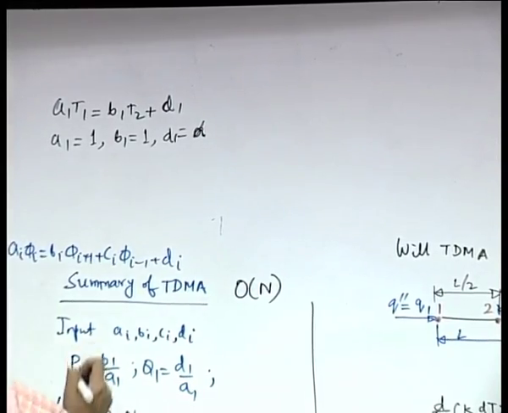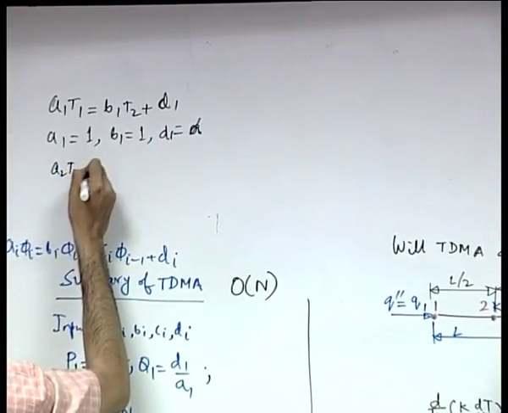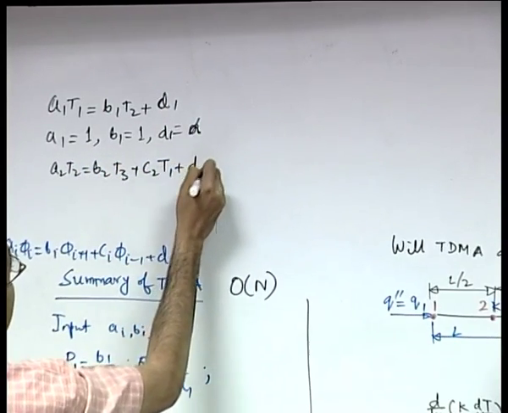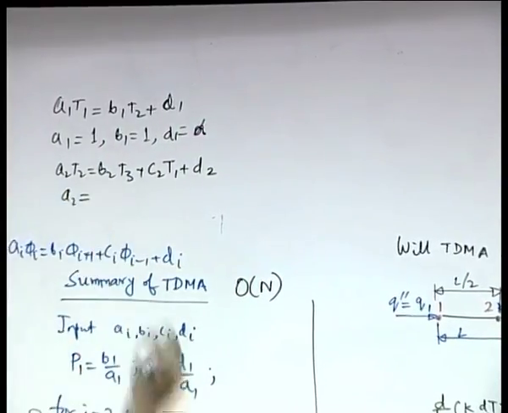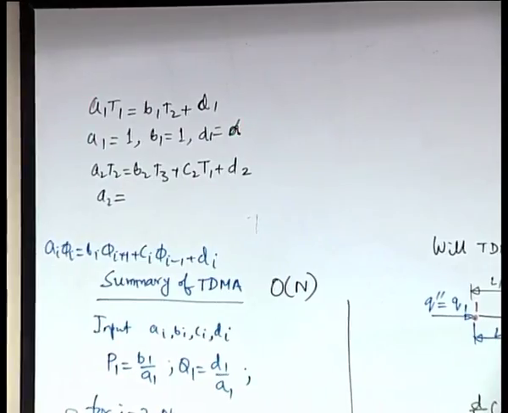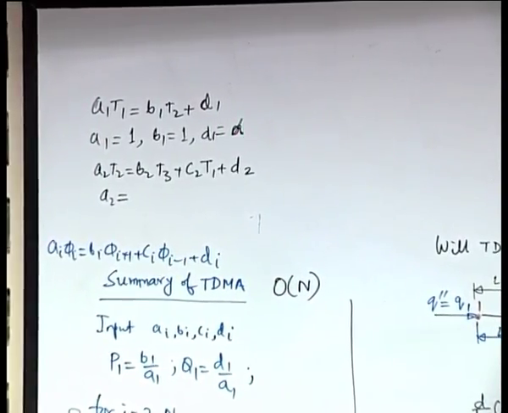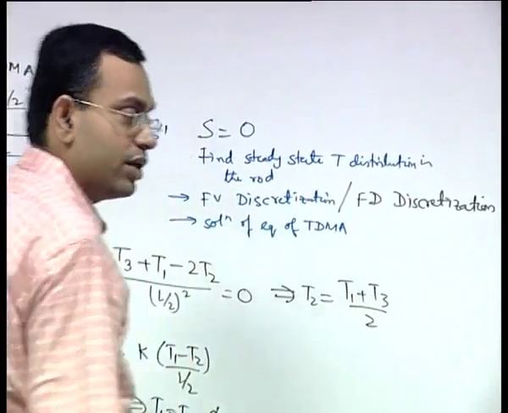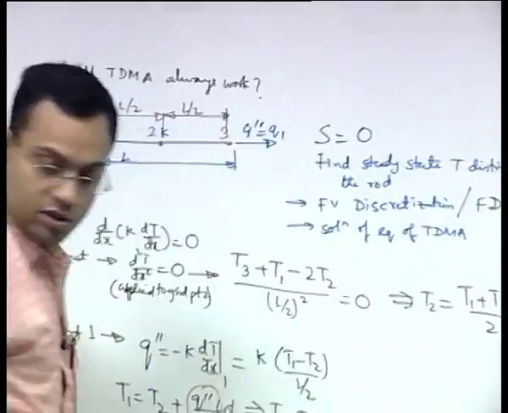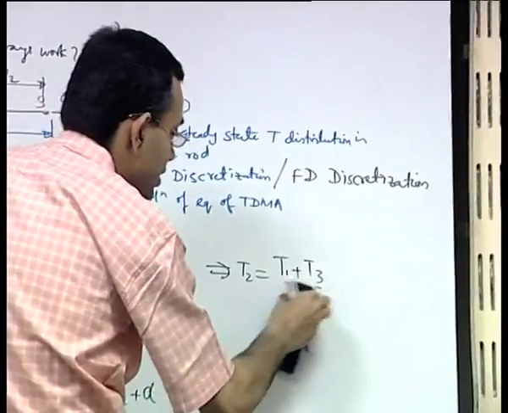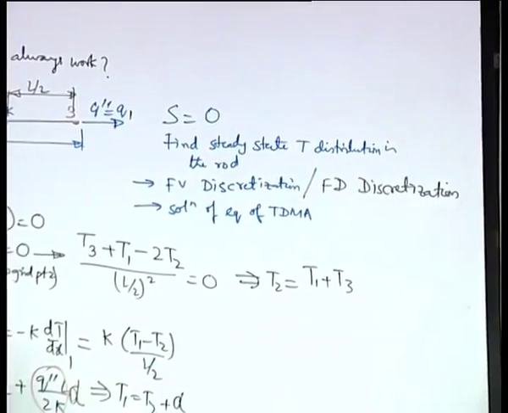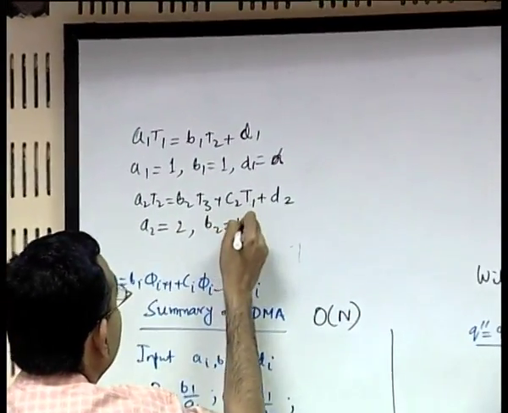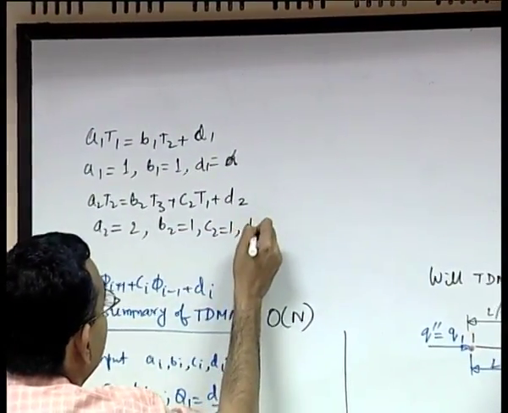Then what is A2? A2 T2 is equal to B2 T3 plus C2 T1 plus D2. So, what is A2? A2 is 2, and these are 1 and 1. This equation you can write as 2 T2 equal to T1 plus T3. So, A2 equal to 2, B2 equal to 1, C2 equal to 1, D2 equal to 0.